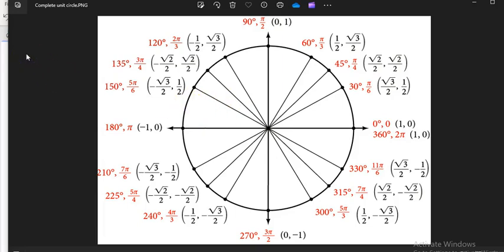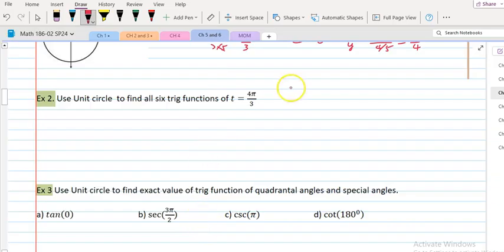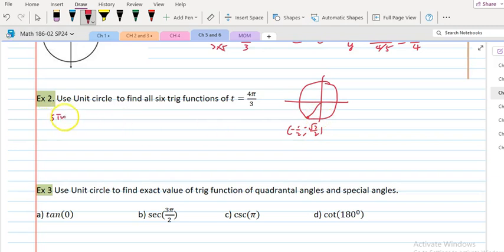Okay, so 4 pi over 3, right? Where's 4 pi over 3? If you are good at it, it's right here. So it's negative 1/2, negative root 3 over 2. Actually, just do it over here. So I'm going to write it. First, sine t is the y value, negative root 3 over 2. Cosine t is the x value, negative 1/2.